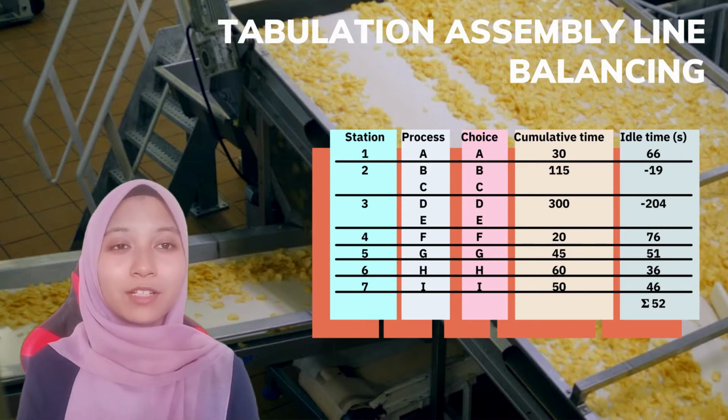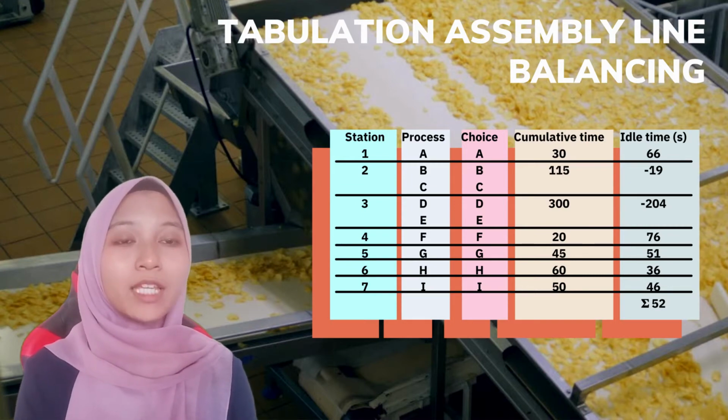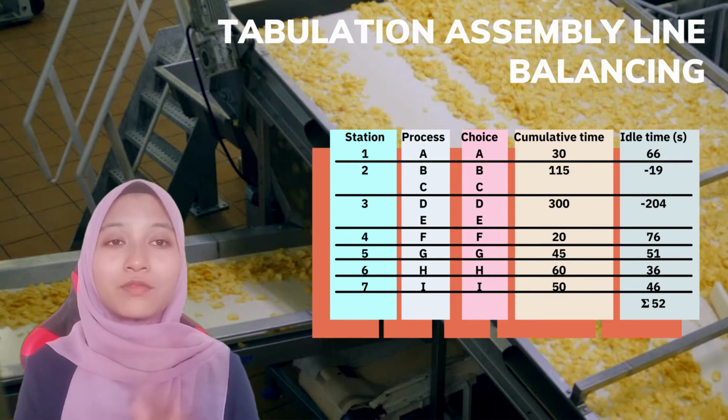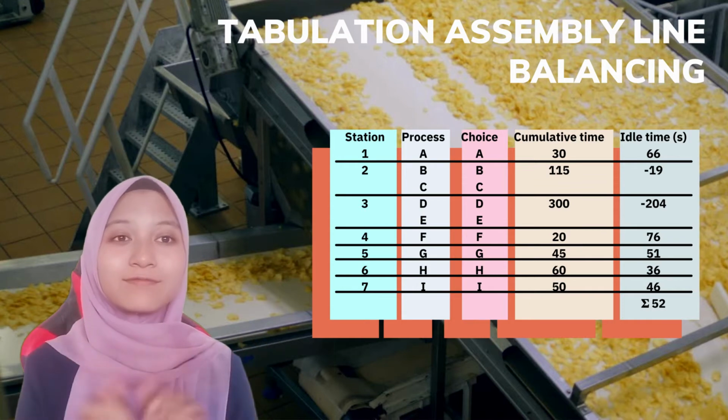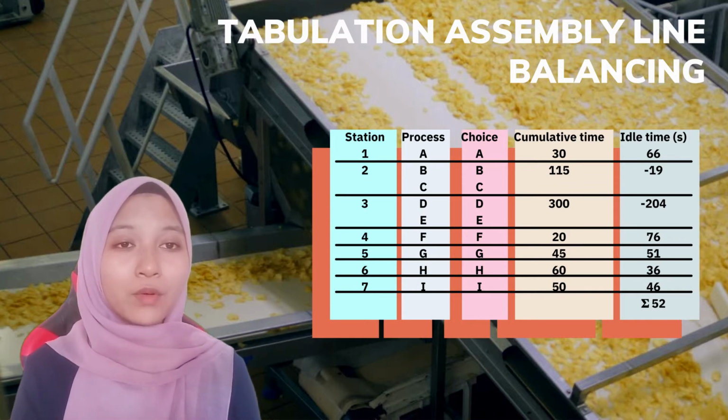In the previous part, we already mentioned the value of line efficiency, which is 92%. So, in this part, firstly, we tabulate the assembly line balancing as shown in the slide. We arrange the process according to the suitable stations.